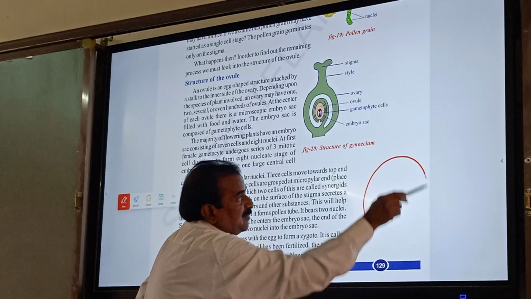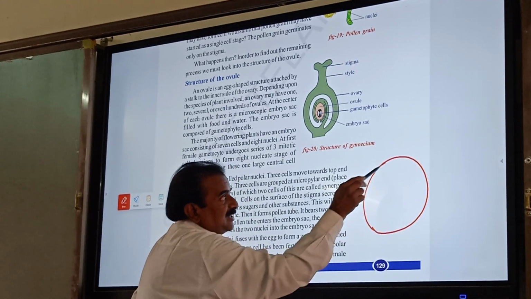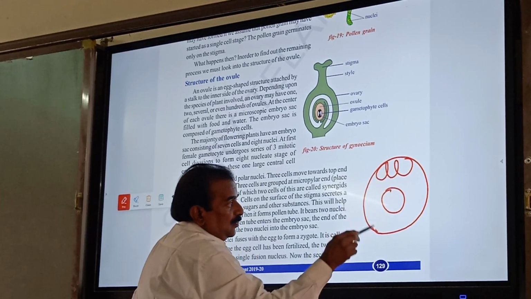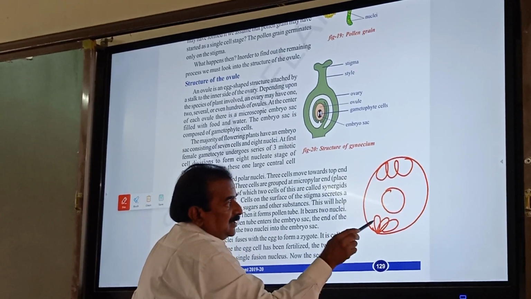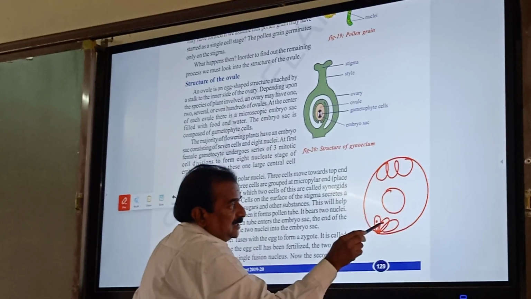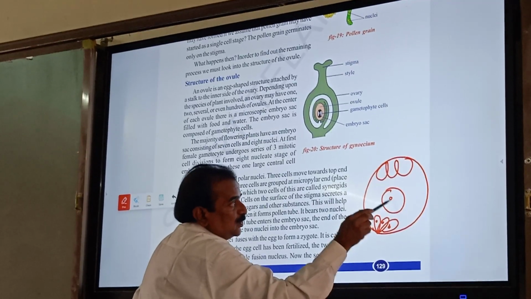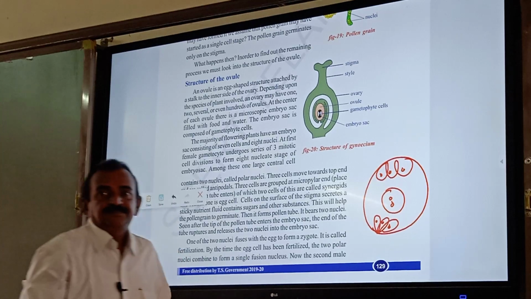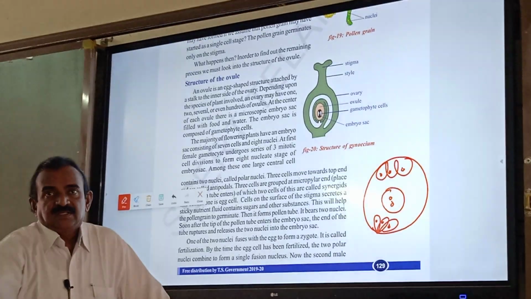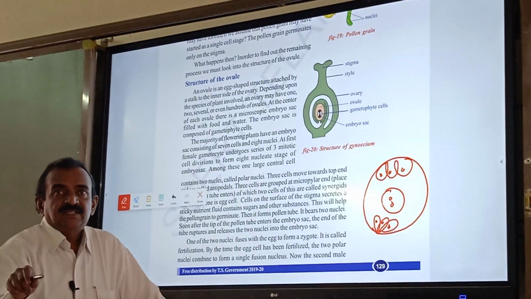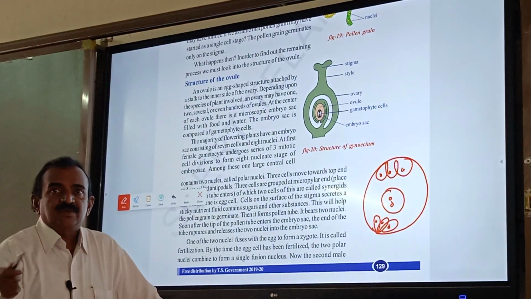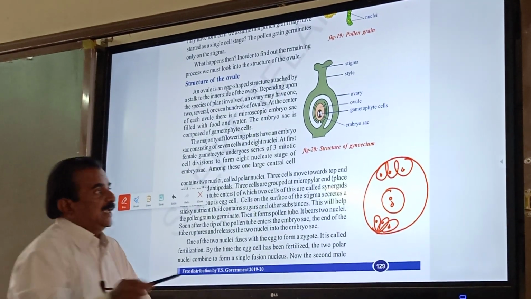So here, the embryo sac consists of how many nuclei? This is the embryo sac. It consists of 1, 2, 3, 4, 5, 6, 7. So this is a nucleus, this is a nucleus, this is a nucleus. Here 2 nuclei are present. Cells are 7, nuclei 8. So 7 cells with 8 nuclei. 7 cells are present, 8 nuclei present. Okay.